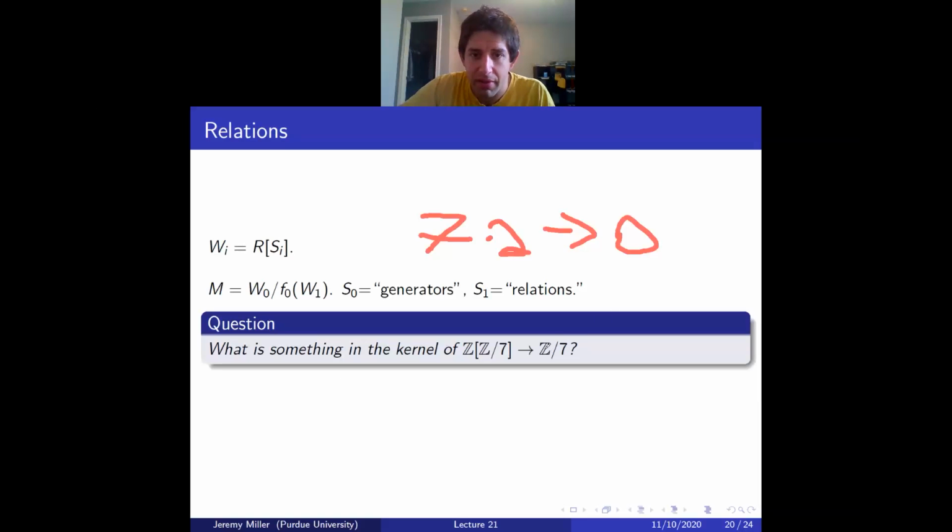You're using relations in Z mod 7 to get relations up here. So 7 lives in Z, but 7 is not 0 in Z, while 7 is 0 in Z mod 7. Here's another dumb way to get relations: 1 times 2 minus 2 times 1. Maybe I'll color coordinate. The blue is in Z, and the red is in Z mod 7.